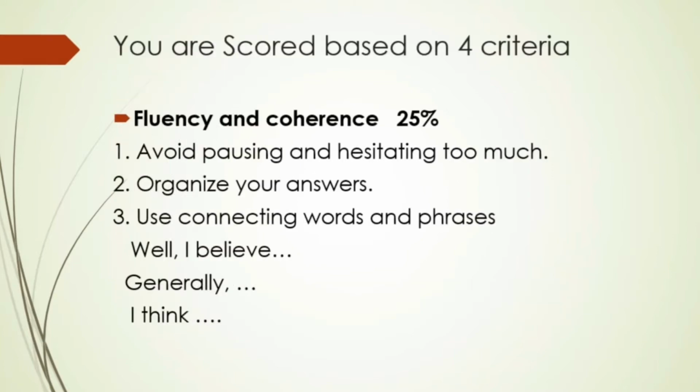So you are scored based on 4 criteria. The first one is fluency and coherence. You have about 25% from that. In this, you need to avoid pausing and hesitating too much. For example, so where are you from? I'm from... So this is pausing and hesitating too much. You should avoid doing that.